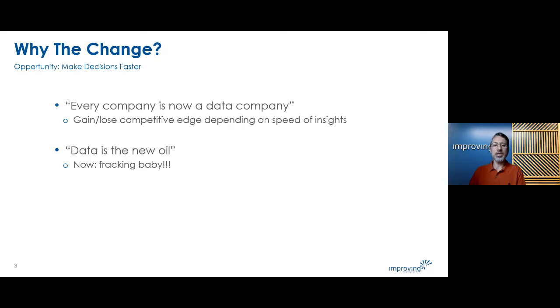I would add one other thing on why the change is occurring in terms of opportunity. There's a lot of disruption occurring in a lot of industries. COVID is just one example of that. Even if COVID had never happened, the disruption would still be going on. And managing the disruption and reaping the opportunity from it is what a lot of organizations are looking at.